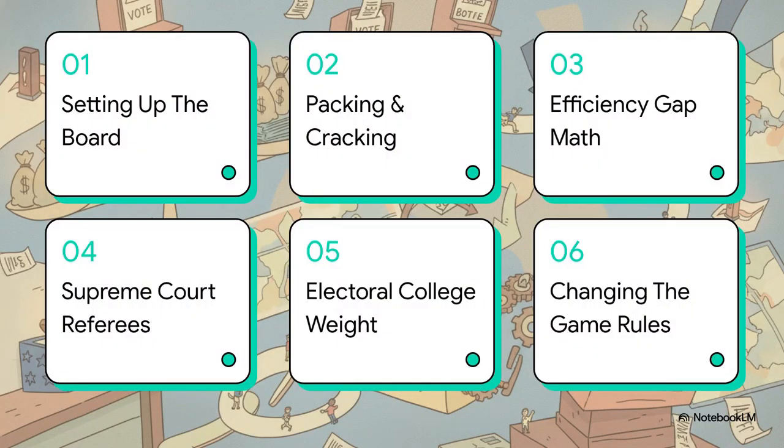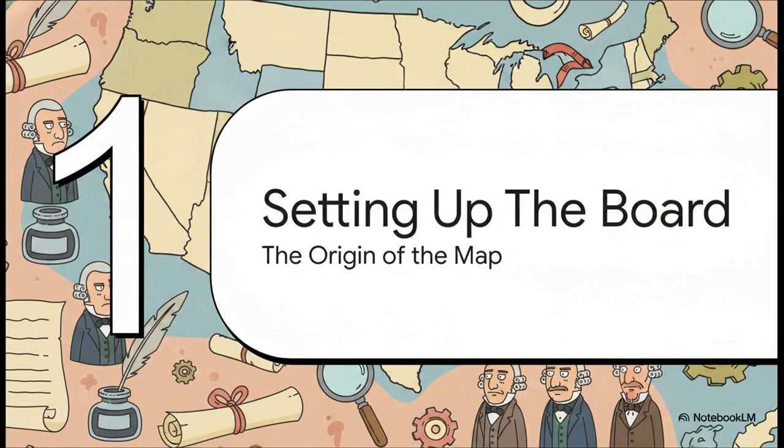So, before we roll the dice, let's take a quick look at the cafe's menu for tonight. We are going to start with 1. Setting up the board, then move into 2. Packing, cracking, and salamanders. Check the scorecard in 3. The efficiency gap math. See who enforces the rules in 4. The Supreme Court referees. Weigh the pieces in 5. The Electoral College weight. And wrap things up with 6. Changing the game rules. All right, let's jump right into part 1.